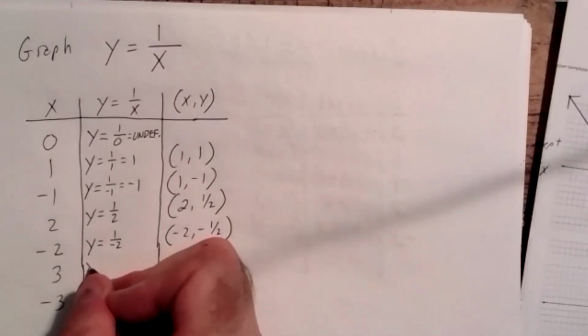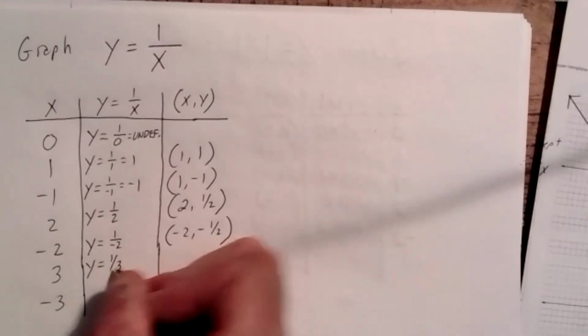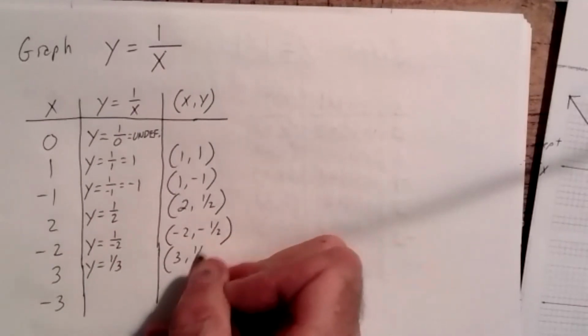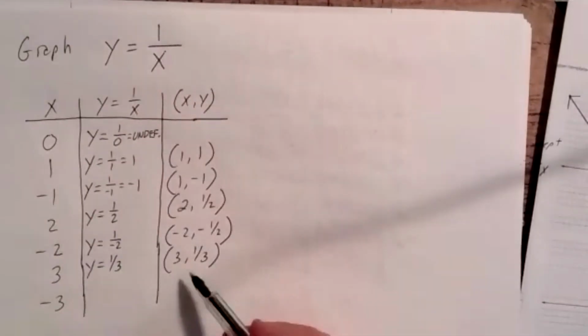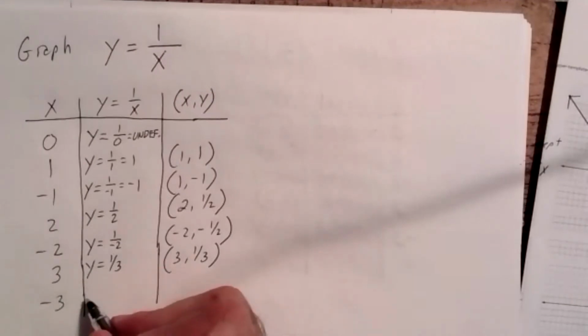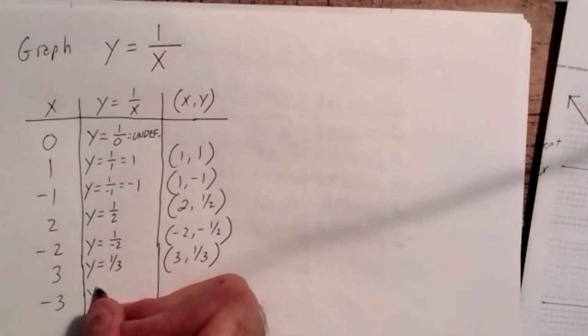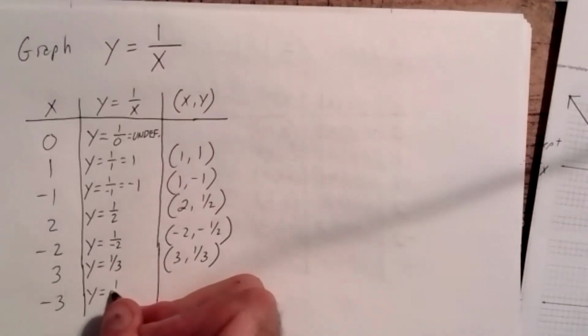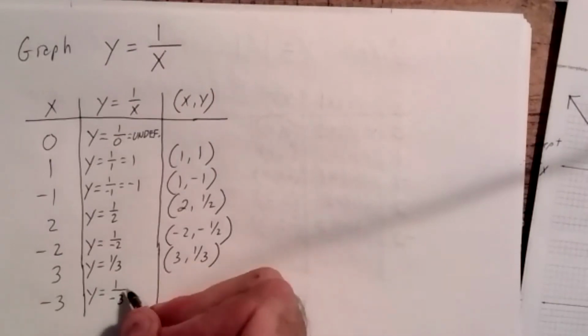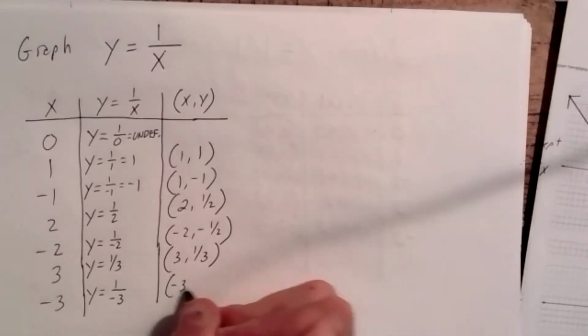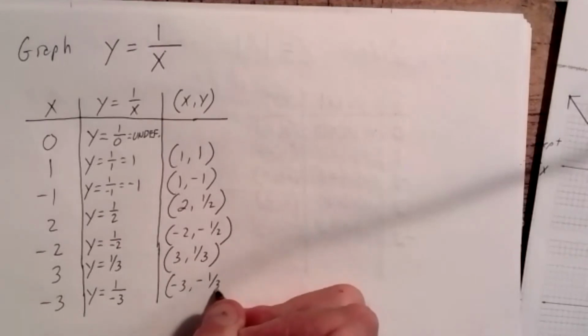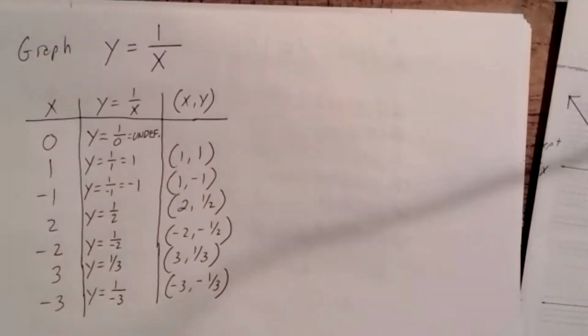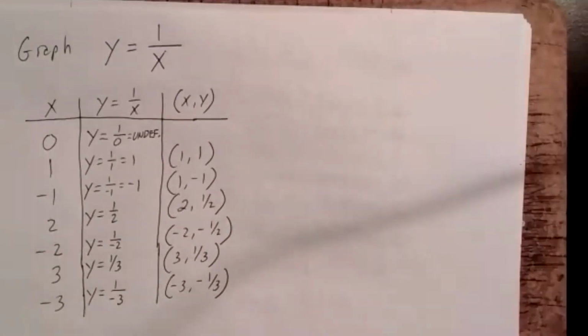If x is 3, y is 1 over 3, or 1/3. Hence, (3, 1/3) is a point that lies on the graph of that equation. If x is -3, y is equal to 1 over -3. Hence, (-3, -1/3) is a point that lies on the graph. All right, let's see if we can plot these points and get a feel for what the graph looks like.